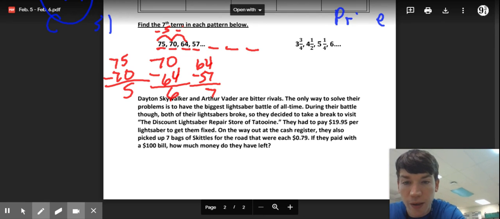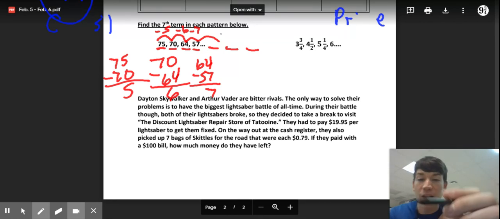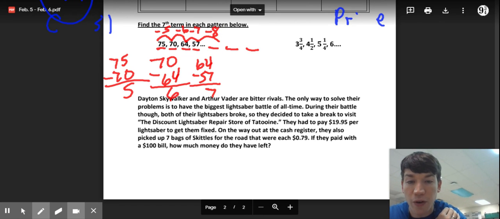From here to here, it went down 6. From here to here, it went down 7. Now we just have to figure out what's going to happen next, and we have to find 3 more numbers. By that pattern, it looks like the next one is going to go down by 8.